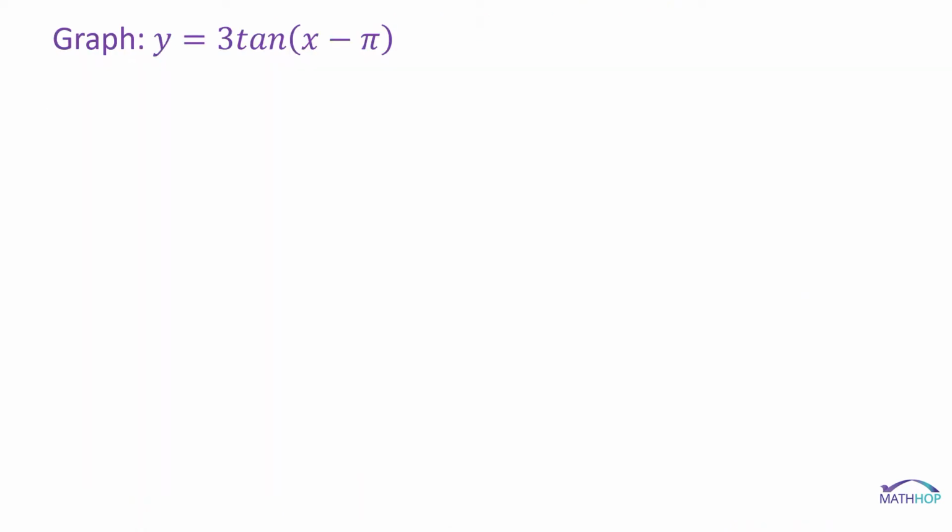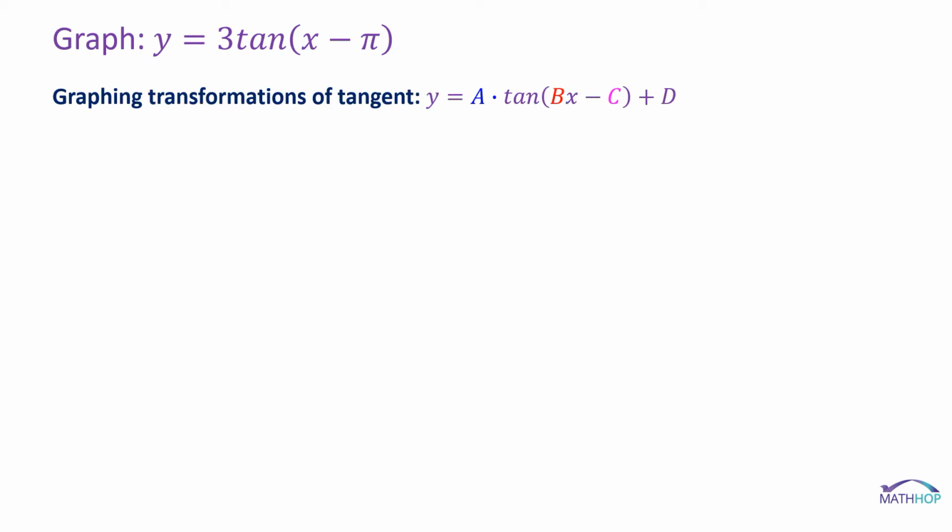This is the equation, y equals 3 times the tangent of x minus pi. So what do we have that's different? We have that vertical stretch by a factor of 3, and we have x minus pi instead of just x. If we remember from all of our other functions, anytime we had something within the parentheses, that was a horizontal shift, and that's going to be the same thing here. So let's look at the basic tangent function, very similar to sine and cosine that we've already learned, but it's y equals a times the tangent bx minus c plus d.